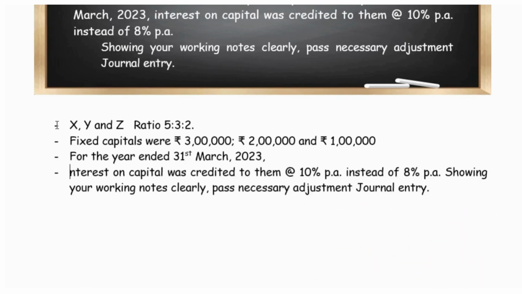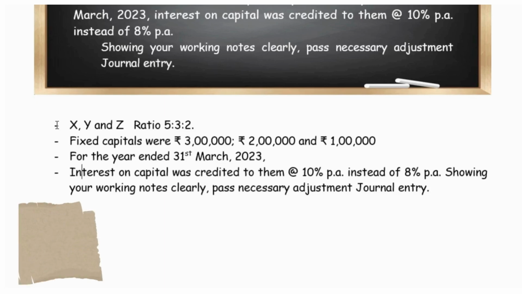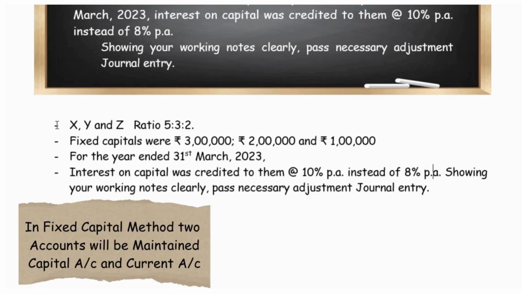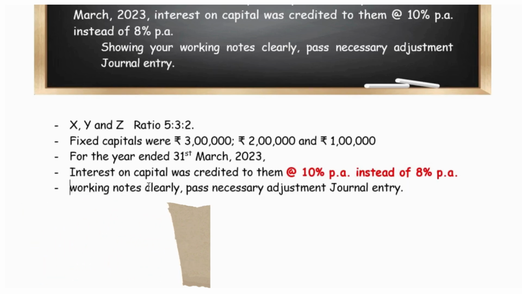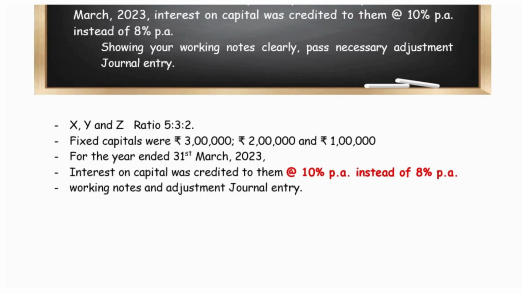And it is also given that interest on capital was credited at 10% instead of 8%. So this is the central theme of the question. That is, interest is made at 10% instead of 8. That is, an excess interest was given to the partners. We are asked to make the working notes and prepare the adjustment journal entries. This is what we are asked to do.